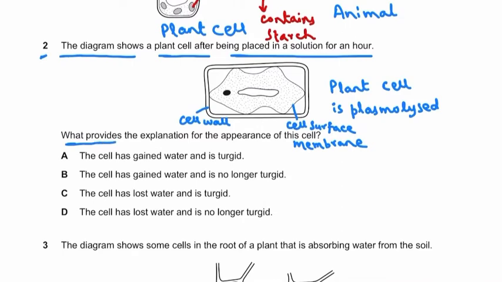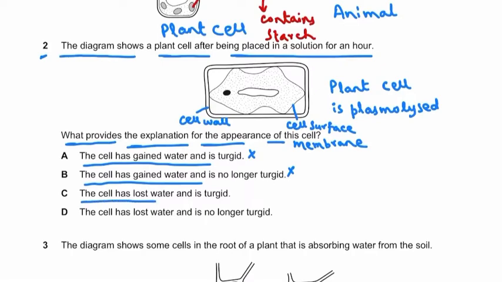What provides the explanation for the appearance of this cell? The cell has gained water and is turgid? No. The cell has gained water and is no longer turgid? No. The cell has lost water and is turgid? No, guys. The cell has lost water and is no longer turgid? Yes. The cell has lost water and now it's not swollen. Turgid means that the cell is swollen. Right now the cell is not swollen. The cell is shrunken and the cell is plasmolysed. It's no longer turgid and the cell has lost water. So the answer is D.